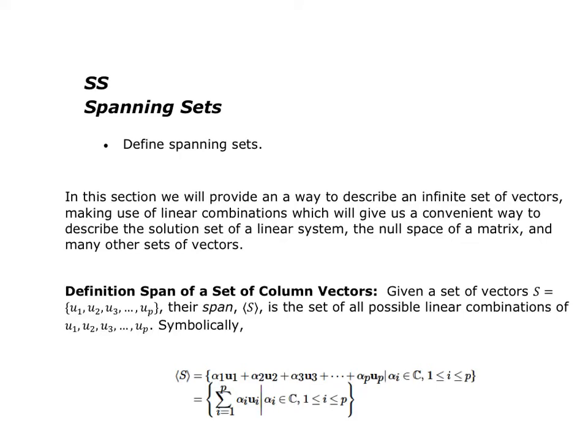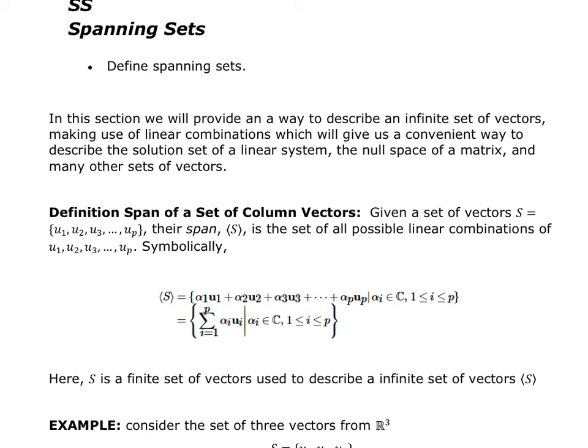In this video, we're going to talk about spanning sets and a span. First, we're going to define what a span of a set of column vectors is. There's a couple of things that we need to note: S is a finite set of vectors. It is the spanning set. With their linear combinations, they produce the span. The brackets here mean that it is all the linear combinations of this finite set.